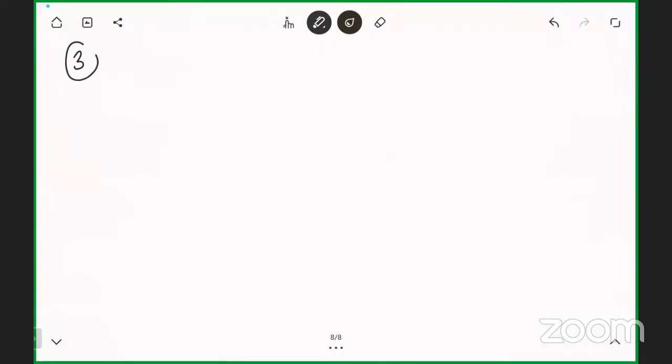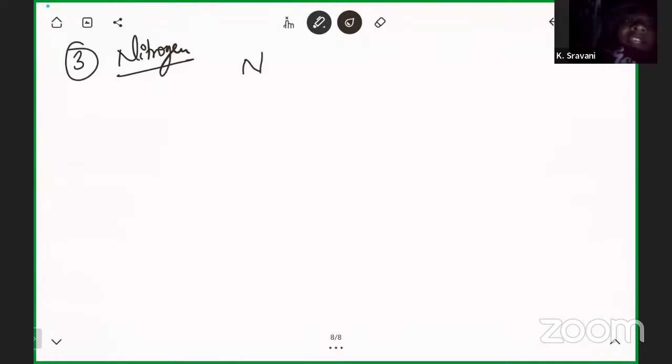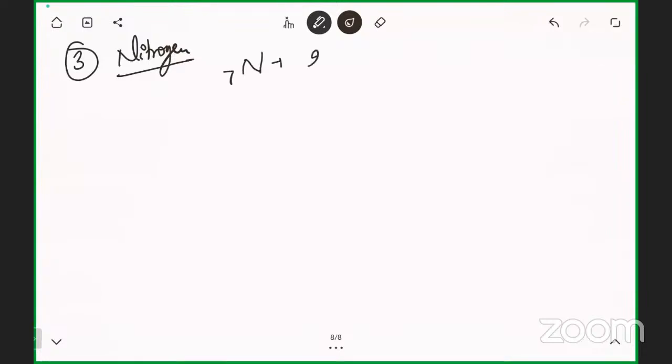Let's take a third example, nitrogen. Basic example I'm taking right now. Nitrogen's atomic number is 7. The configuration will be 2, 5. So if nitrogen has 5 electrons in the outermost shell, how many electrons does it require?